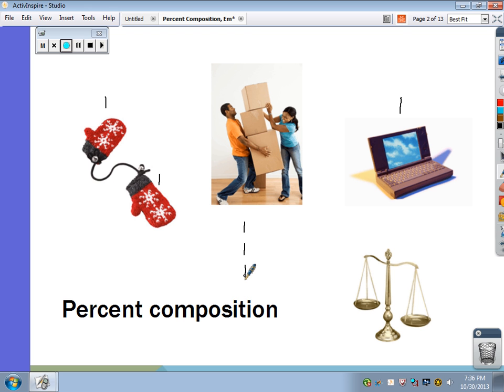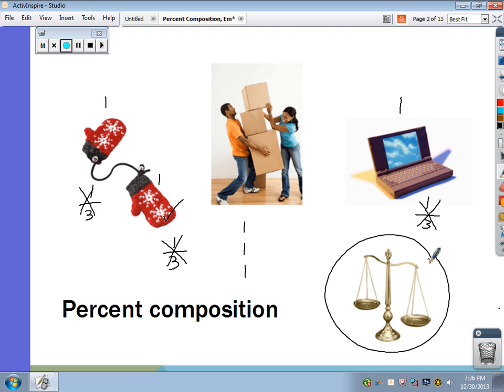In other words, this mitten right here is not 1/3 of the whole shipping fee by mass. There's 1 out of 3 items. 1 is a mitten and there's 3 total items. 1 is a computer and there's 3 total items. But that's not how the post office charges you. Goodness no. They charge you by how much it weighs.